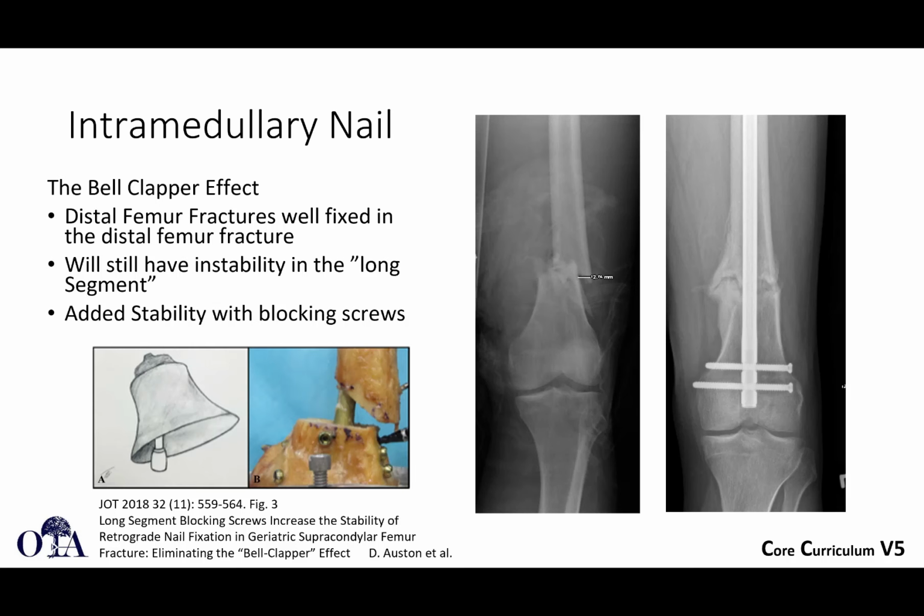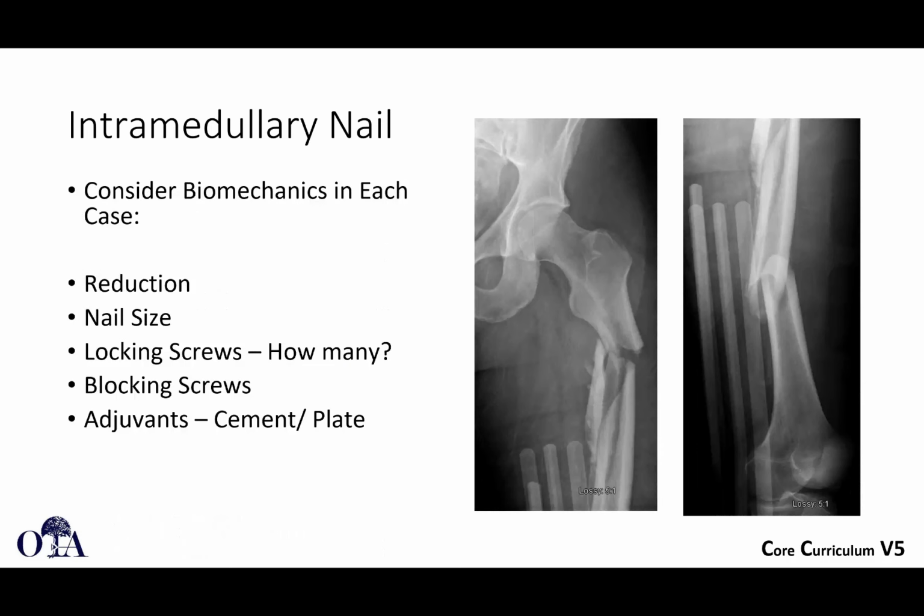The distal femur is a great example of this, where you can have, as shown here, this sort of bell clapper effect, where you have potential instability. Up here you can see how the rod is right in the middle of the cortex, whereas down here there's all this space for the rod potentially to toggle a little bit. By putting blocking screws in, you can prevent that from happening. You can even put them proximally as well.